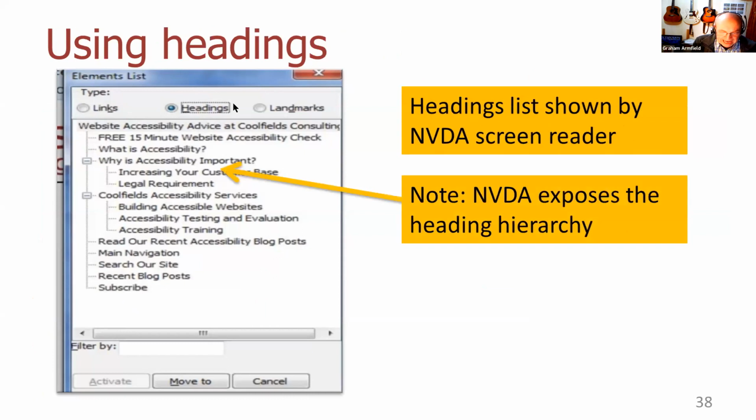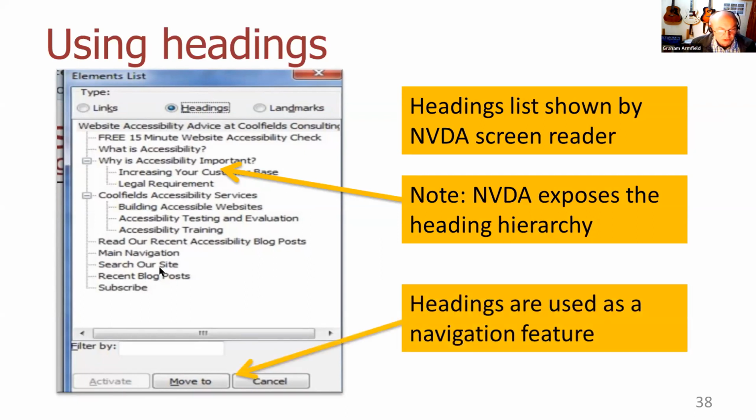Notice that NVDA is exposing the heading hierarchy. And when you go through this list, the screen reader will read out to you what the heading is and what level it is. So people can try and build up a mental picture of the page from the levels of the headings. So make sure that yours are set appropriately. The important thing to note here is that headings in NVDA and other screen readers have functionality similar to this. You can use these things to jump around the page, okay? So if I find a heading I'm interested in, press the enter key, it takes me straight to it.